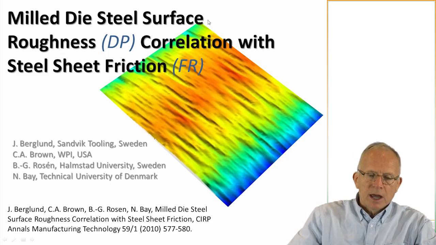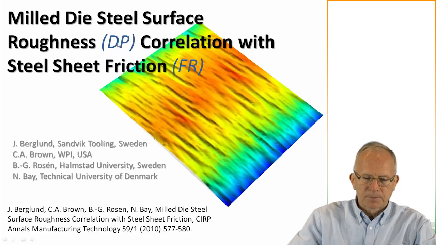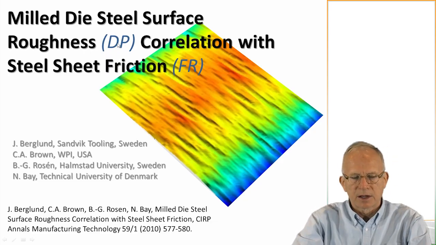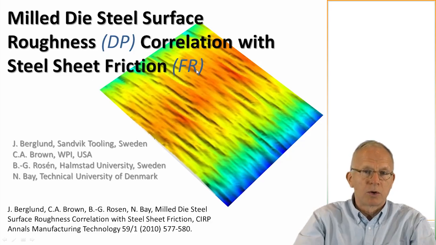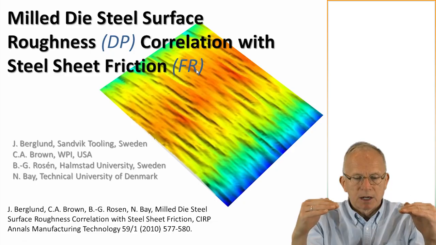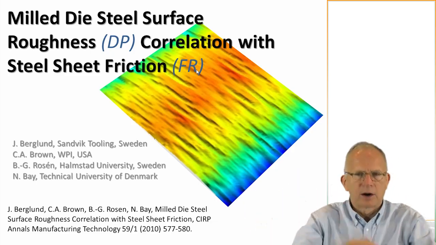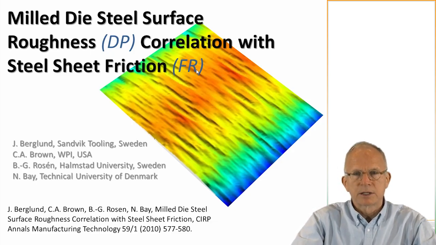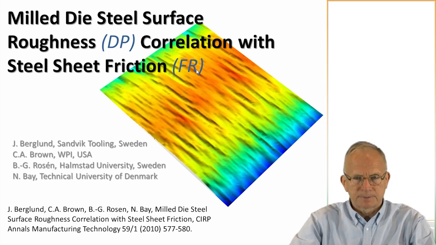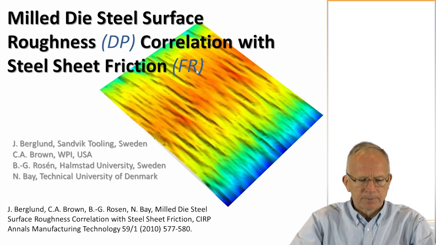So we're looking at milled die steel surface roughness, and this would be a DP in designing the surface of the die, and correlating it with the sheet steel friction. So this is something you're trying to control inside a die. You've got sheet metal inside a die that's squishing it to make a car fender or something. And you want to be able to control the flow in there so that you get good uniform thickness, and you don't get these special orange peel effects, which would be unacceptable.